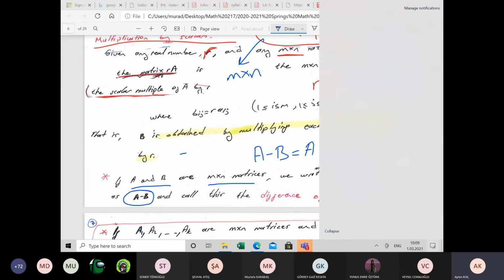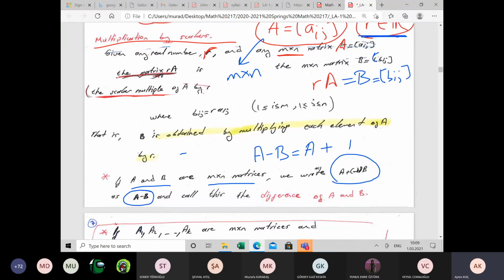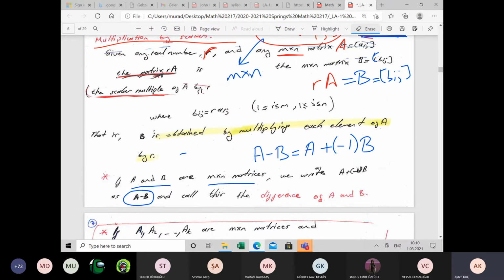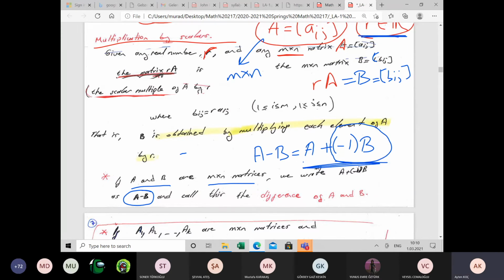And take the matrix B, this scalar minus 1 multiply by this one. It's okay. So A minus B is equal to A plus scalar multiplication by minus 1. So what does it mean? First of all, compute this scalar multiplication, and then the sum of A and the new matrix. This one is called the difference of A and B.